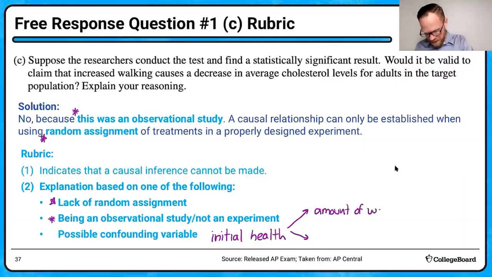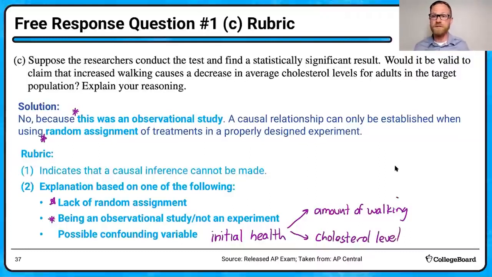So in order to make a link here, you might say something like, if somebody has an initial health that's very good, they're very healthy, then they probably already walk a whole lot. Now that's connecting to the explanatory. The response variable that we're measuring here is the cholesterol level. So you'd also have to connect initial health to cholesterol level. Something like someone who's initially very, very healthy might already have low cholesterol levels to start with. So that is the third possible way that you could get that second component.